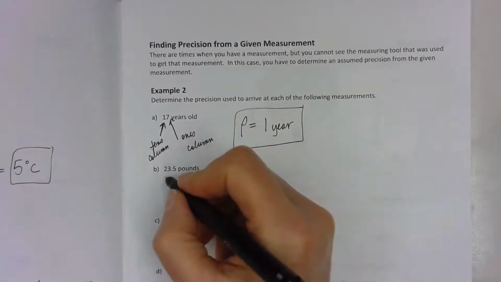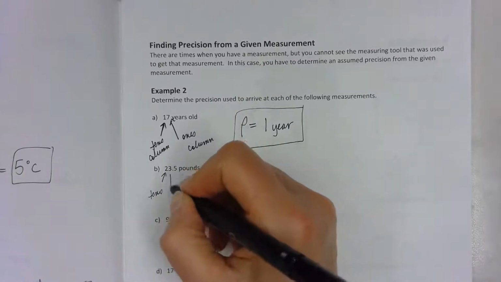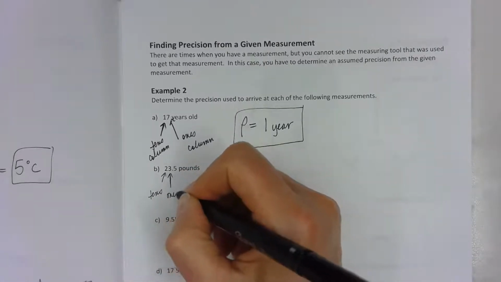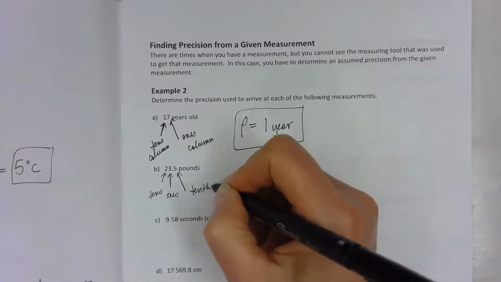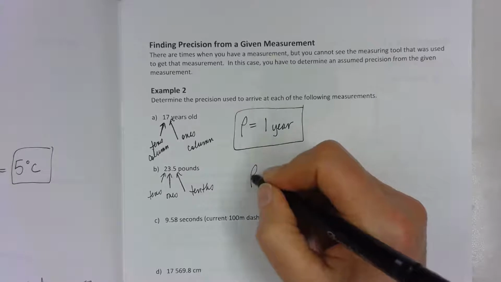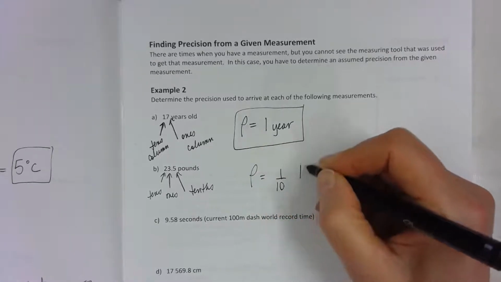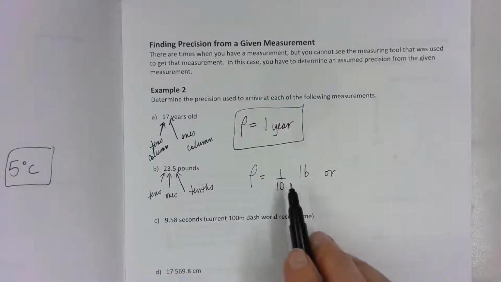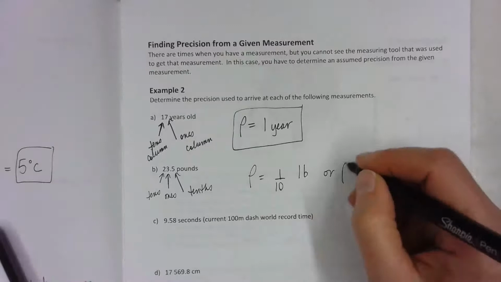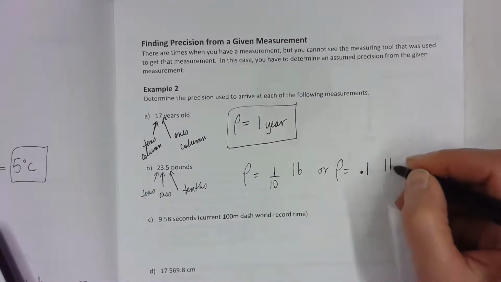So this is the tens column. This is the ones column. And this is the tenths column. So precision equals 1/10. 1/10 of a pound. Or if you want, you can do the division, 0.1 of a pound.